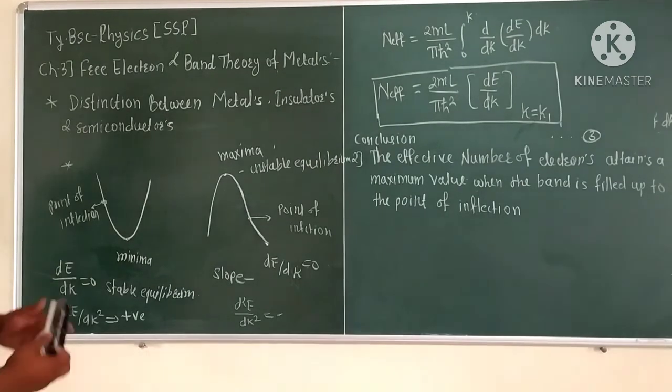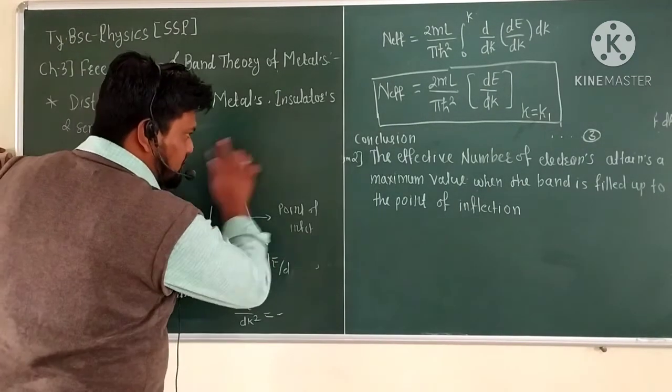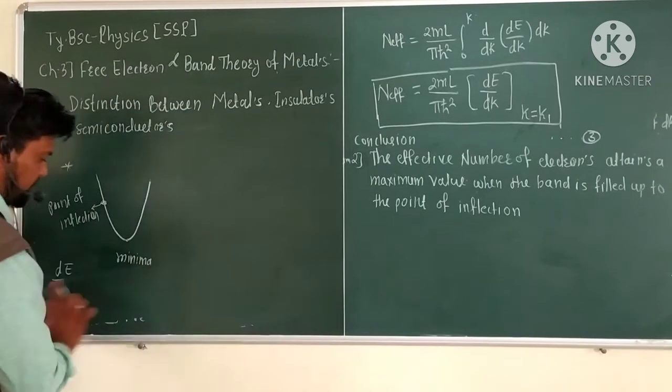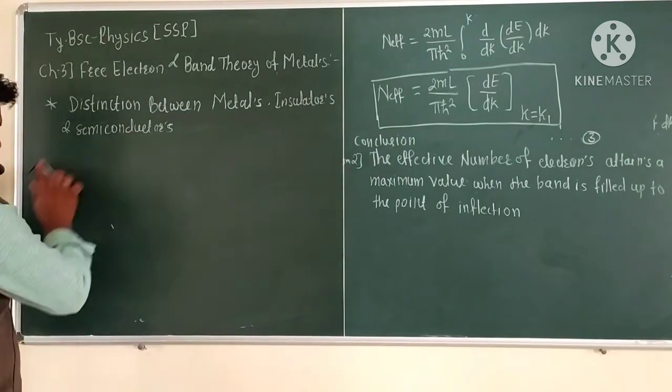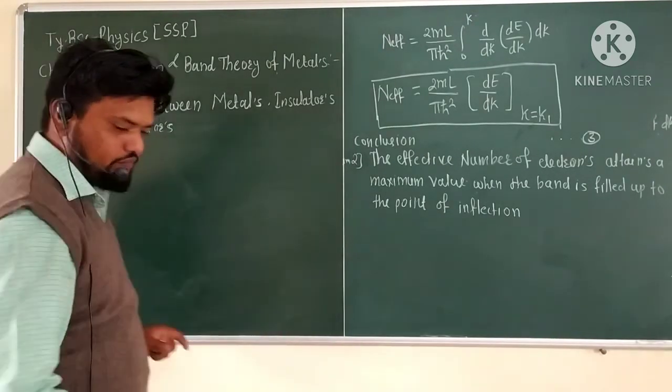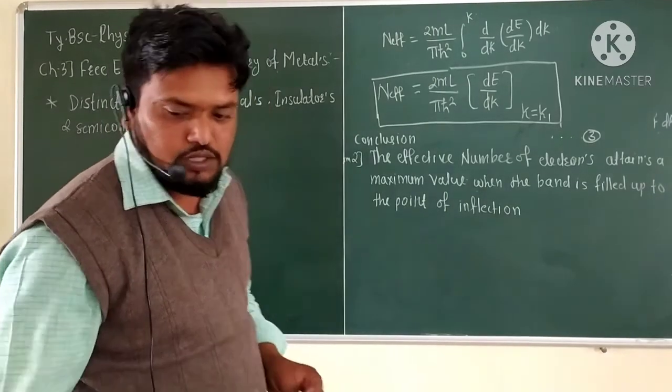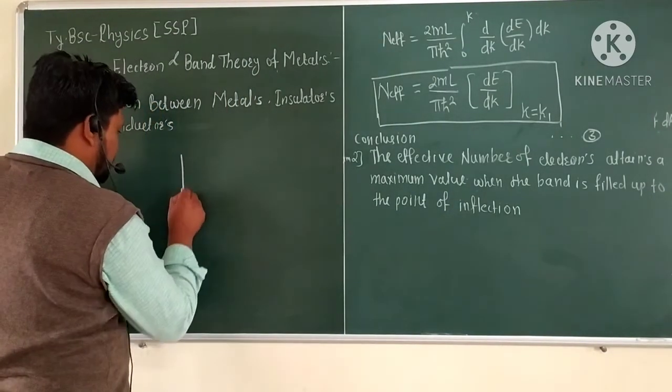So we want to see here the graphical representation of the completely filled band, and the band which is not completely filled, that is the half filled band, where the value is maximum, as given here.